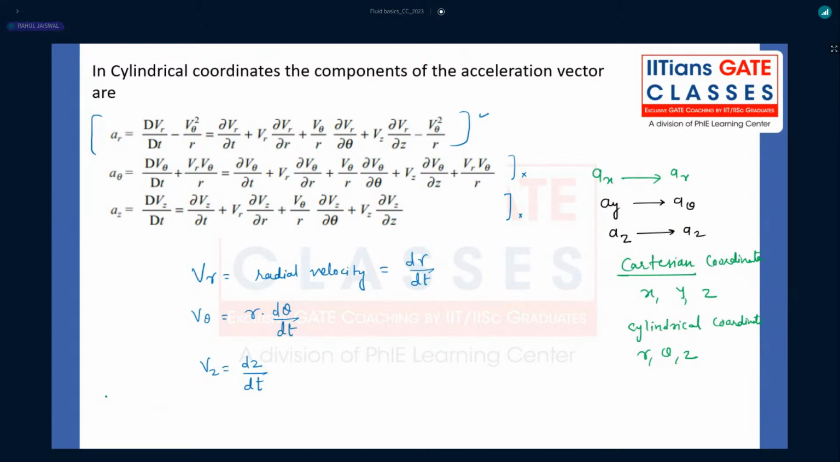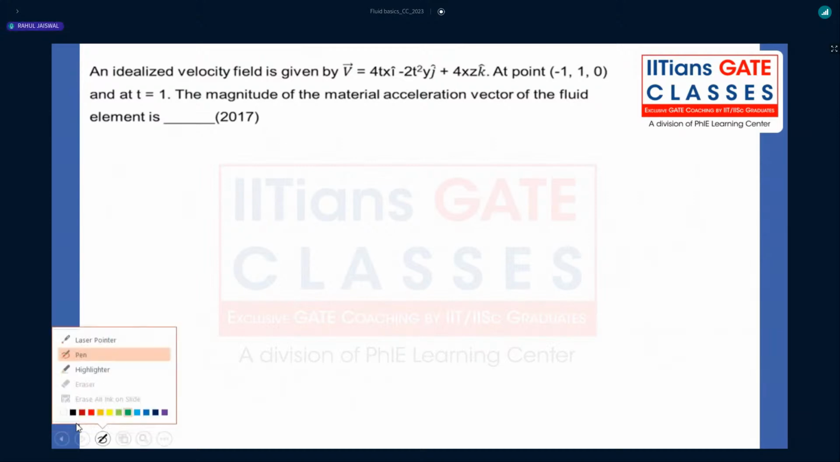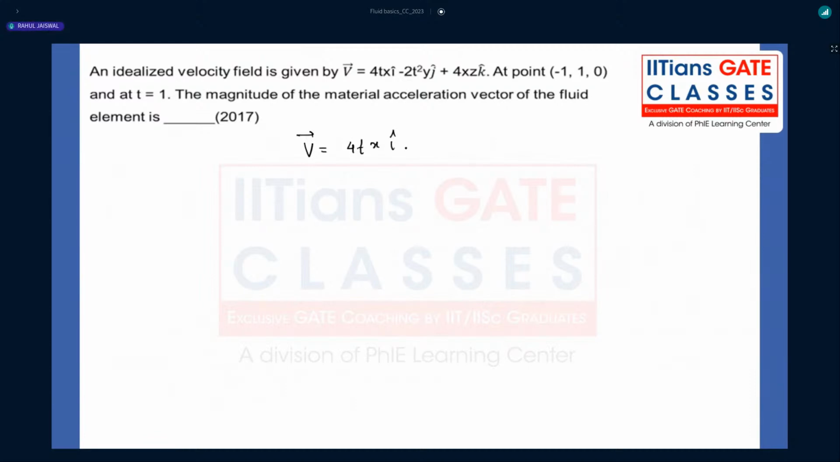So now we'll be solving some numericals. Here, this particular question was asked in GATE 2017. An idealized velocity field is given as 4tx i cap minus 2t square y j cap plus 4xz k cap. This is the ideal velocity field being given, at the point (-1, 1, 0) and time t equal to 1 second. They are asking for the magnitude of the material acceleration, right?